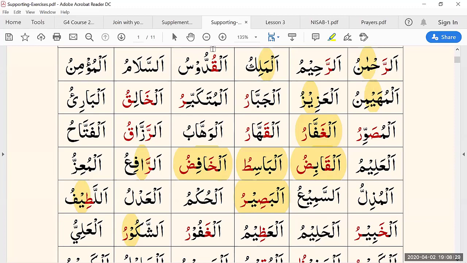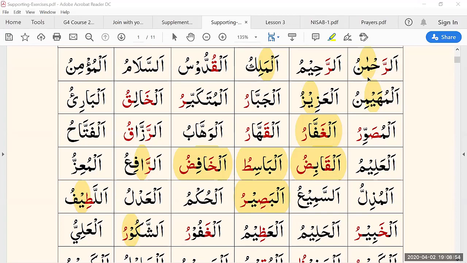So if the students can raise their hands, can I request the ST to pick a student? L250. L250. Assalamu alaikum. Wa alaikum assalam wa rahmatullah. So you raised your hand. Would you like to answer the question?